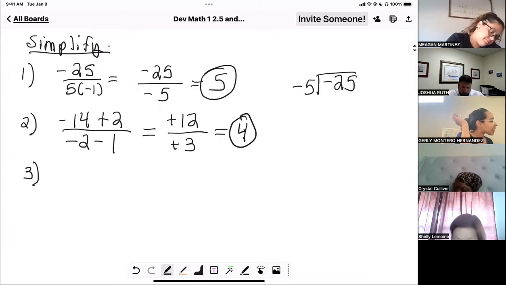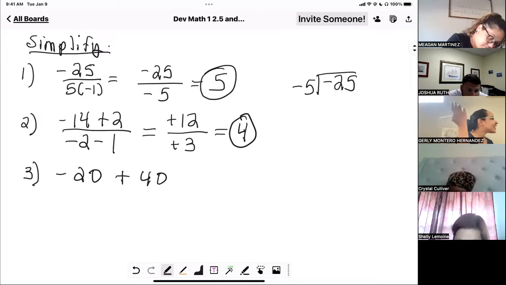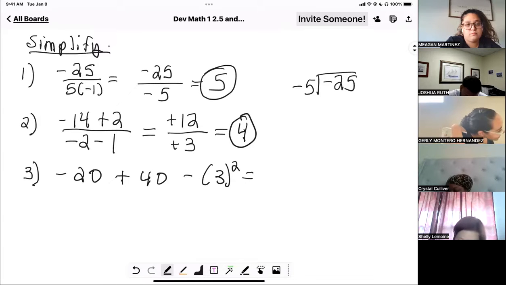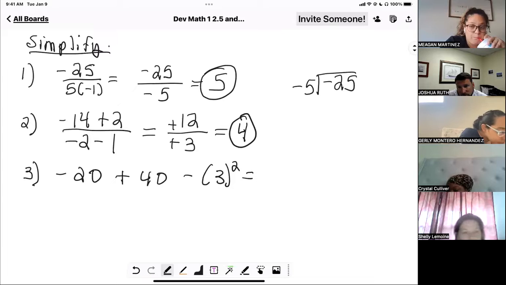A little bit longer. Negative 20 plus 40. I have a question. Sure. On that second problem, I thought negative 14 plus 2 would be negative 12. It is. I think you missed it. This is what we had. And I said, if you want to remind yourself the answer is positive because a negative divided by a negative is a positive, you can just make them a positive like that to remind yourself it's a positive answer.